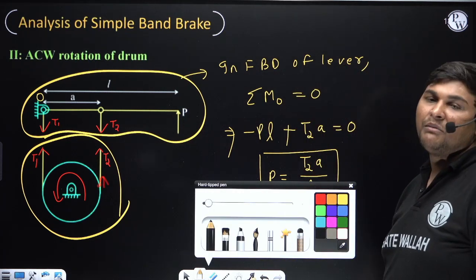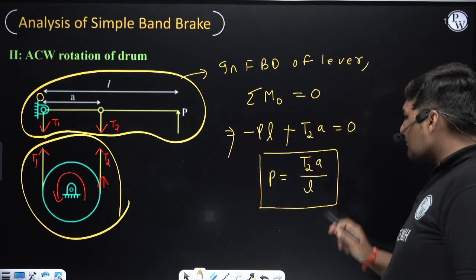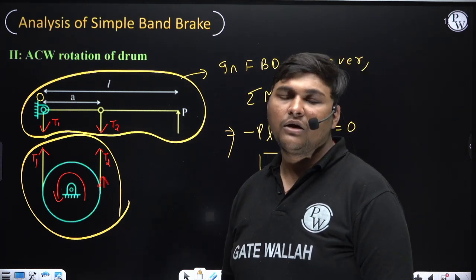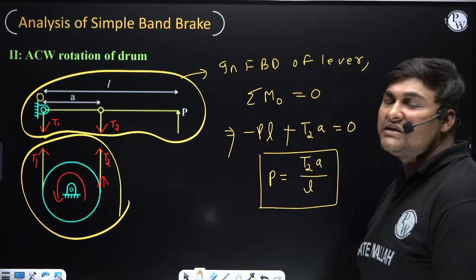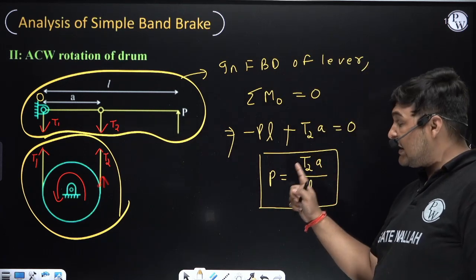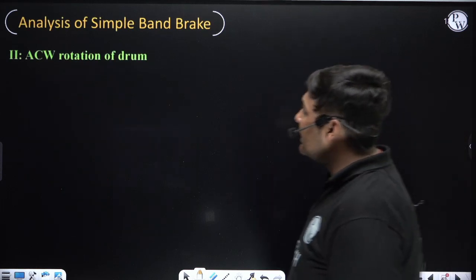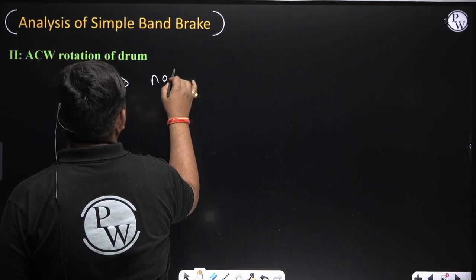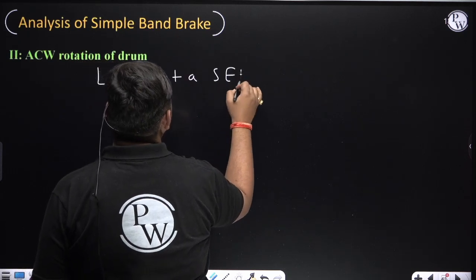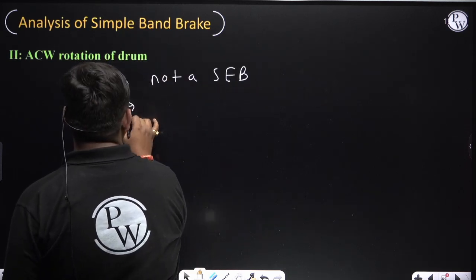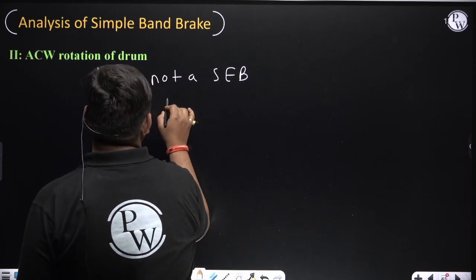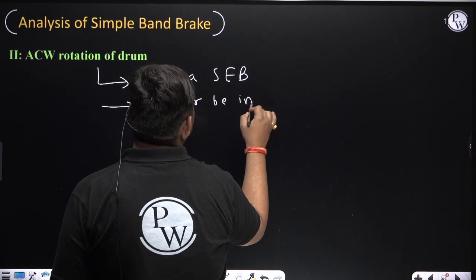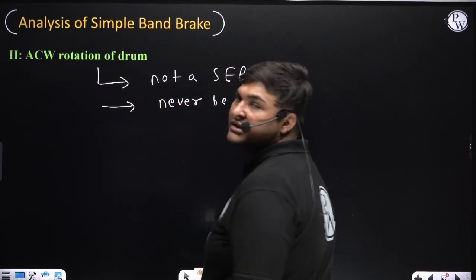Again, you need not remember this relation. But from this relation, can I say whether this brake is self-energizing or not? Yes, sir, you can conclude. This brake is not self-energizing because here no part is coming which is trying to reduce the braking effort. So can I say the simple band brake for anti-clockwise rotation also is not a self-energizing brake? And since it is not self-energizing, it can never be in a self-locking condition, because P will always be greater than 0.